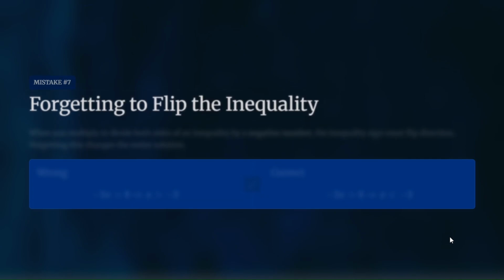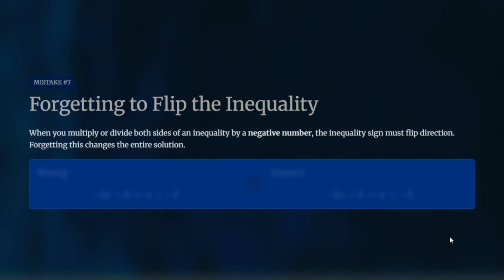Mistake number 7, forgetting to flip the inequality. When you multiply or divide both sides of an inequality by a negative number, the inequality sign must flip direction. Forgetting this changes the entire solution. For instance, if we have negative 2x is greater than 6 and we want to solve for x, yes, you divide both sides by negative 2, but you need to flip the sign. So x is not greater than -3. In this case, x would be less than -3. So here's the tip. Multiplying or dividing by a negative, flip the sign. Every single time, no exceptions.